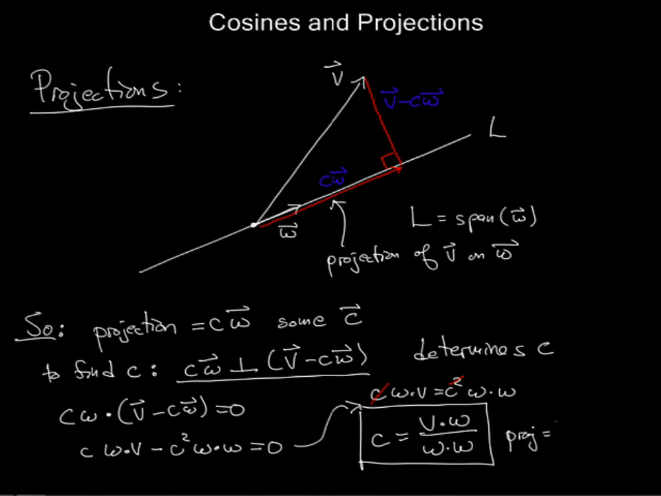And that is to say that the vector itself is this scalar, V dot W over W dot W, times the vector W. Okay, so let's summarize that.